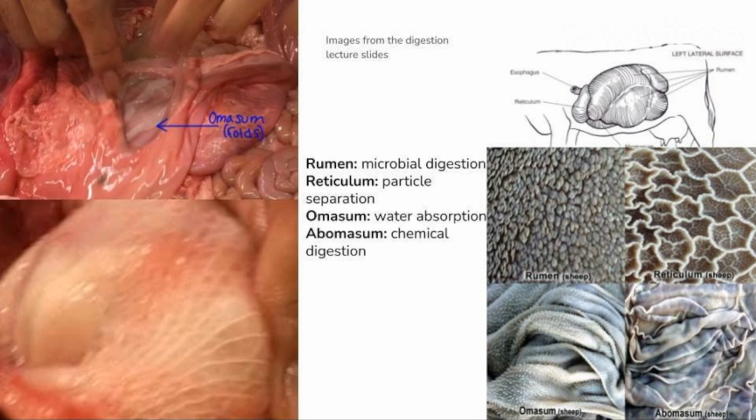From the rumen, the food would move to the reticulum. The reticulum is a honeycomb shape. The reticulum's purpose is to make a bolus and a cud. Next, the food would move to the omasum. The omasum has small bumps within the stomach, and it's used for water absorption. Lastly, the food would move into the abomasum, or the true stomach, where chemical digestion occurs, and it's mainly folded.